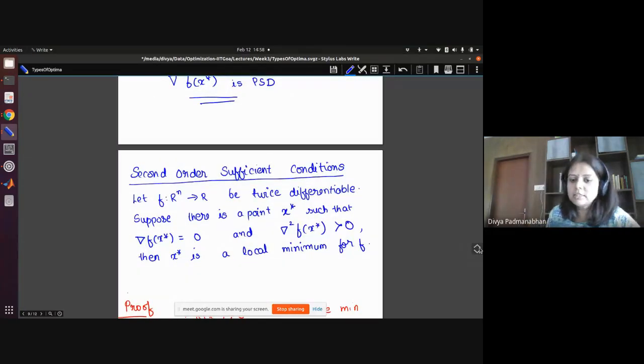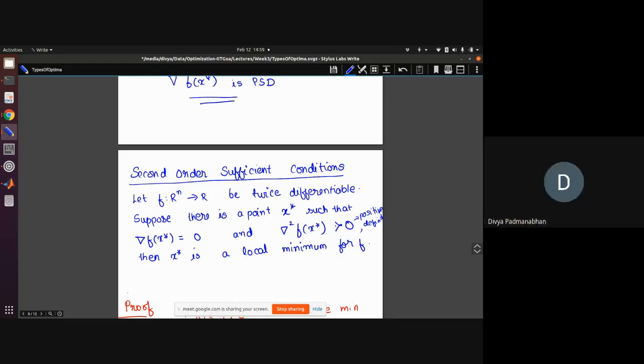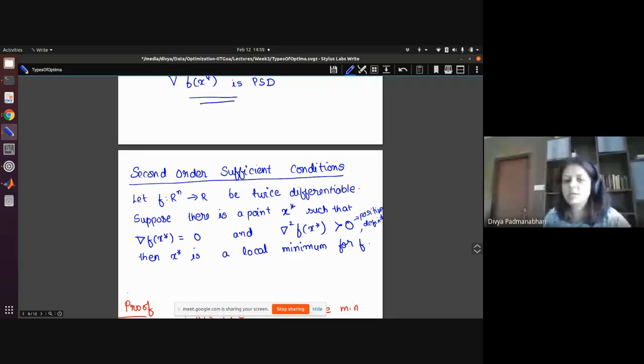If a function is twice differentiable as before, and suppose you have a point such that the gradient is 0 and the Hessian is positive definite. Not positive semi-definite, but positive definite. What do you mean by that? All its eigenvalues are strictly greater than 0. If the Hessian satisfies this property, then you can say that x star is a local minimum. It's just a small difference: this has to be positive definite for the sufficient condition, whereas it is necessary that it's positive semi-definite.